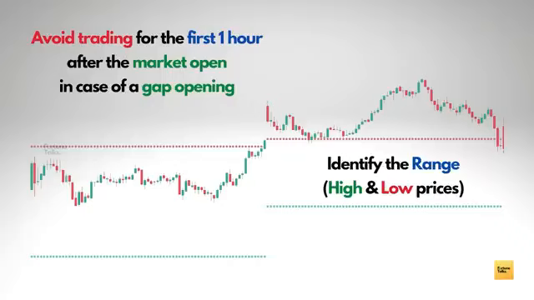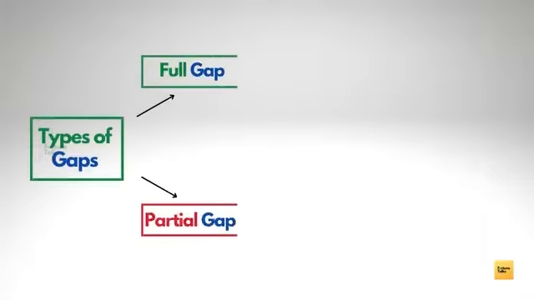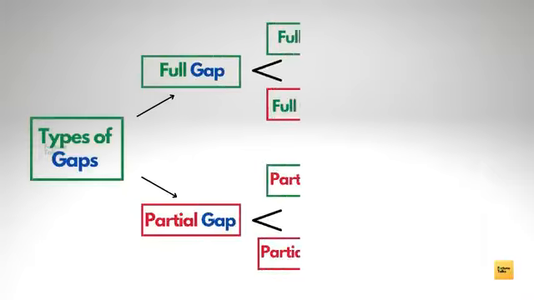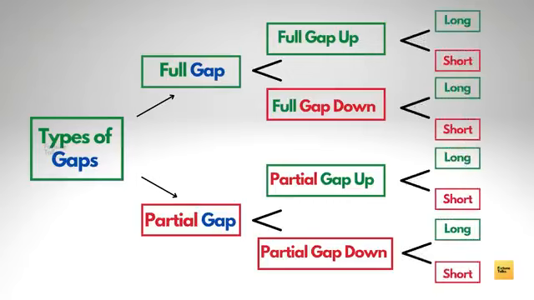And the most important thing of all, do not trade the first hour after the market open in case of a gap opening, because we need to understand the price range or the price action happening during such a volatile opening so as to implement our strategy with some amount of confidence. As I have mentioned earlier, there are 2 types of gaps, partial gaps and full gaps. And these can be further categorized into partial gap ups and gap downs and full gap ups and gap downs. So for these 4 categories of gaps, we can implement a long trade and a short trade, which will leave us with 8 different strategies to use.